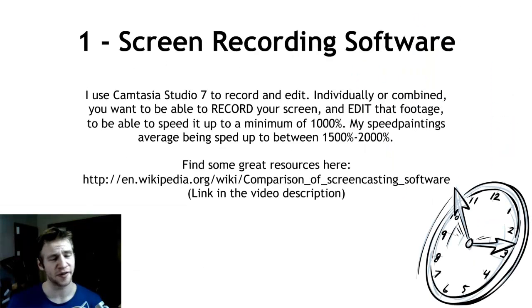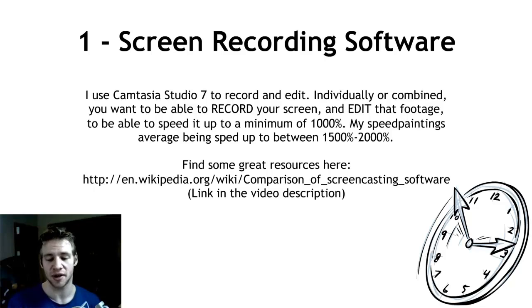So first thing is first, we're going to be talking about the recording software. And now there is a link that I have in the description that you can see in the video here, which is on Wikipedia, which is a comparison of screencasting software. Now, I use Camtasia Studio 7. It's not too expensive, and it comes with certain features that I want to use for my speed painting videos. That being, the two things most importantly are the screen recording, which is pretty important if you're trying to record your screen, and two, the ability to edit.